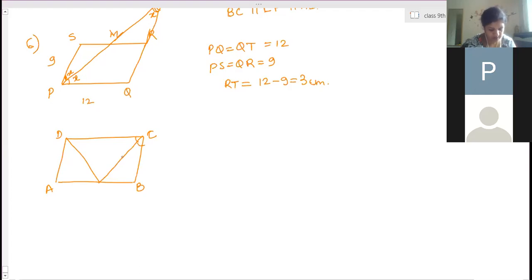This angle is equal. ABCD is a parallelogram. E is the midpoint of AB and CE bisects angle BCD. So this angle is equal, so these two angles are equal. Prove that AE is equal to AD, and DE bisects angle ADC. So this we have to prove equal. How are they equal? That we have to prove. Angle DEC is 90.